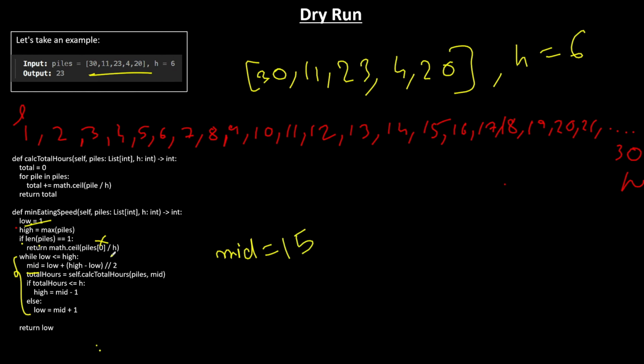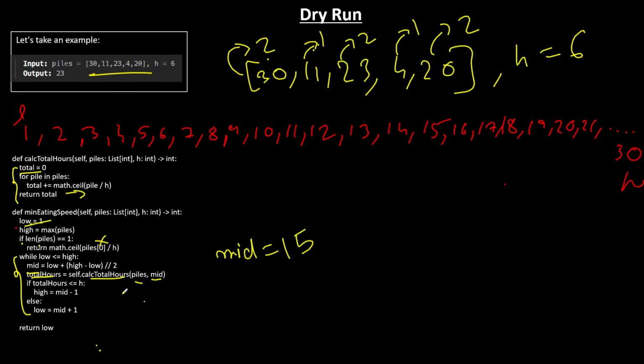And after that, what will we do? We will call this function. Piles will be passed here and mid 15 will be passed here. We'll come back to this function. Total is 0. Now we divide each piles value by 15. So 30 divided by 15 is 2, this will be 1, this will be 2, this will be 1, and this will be 2. So 2 plus 1 is 3, 3 plus 2 is 5, 5 plus 1 is 6, 6 plus 2 is 8. So we got 8, and we return 8 from the total.